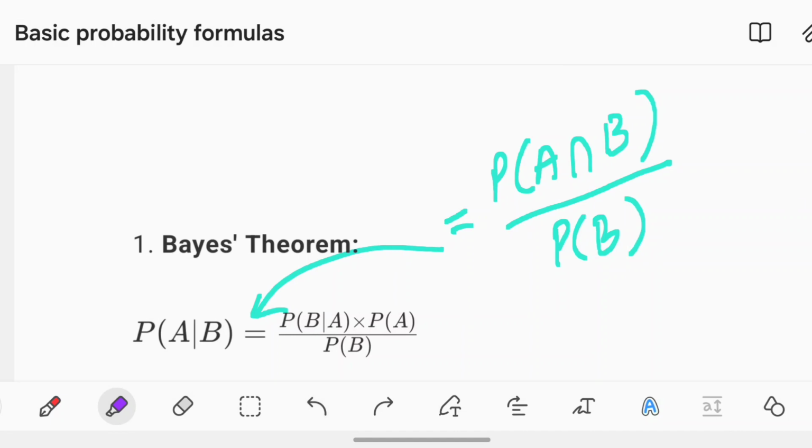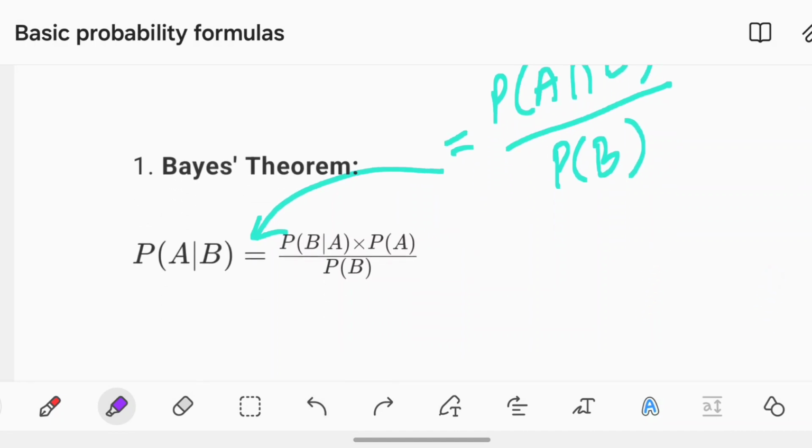So as you can see, most of the time we can just remember a few formulas and we can derive the rest of them.